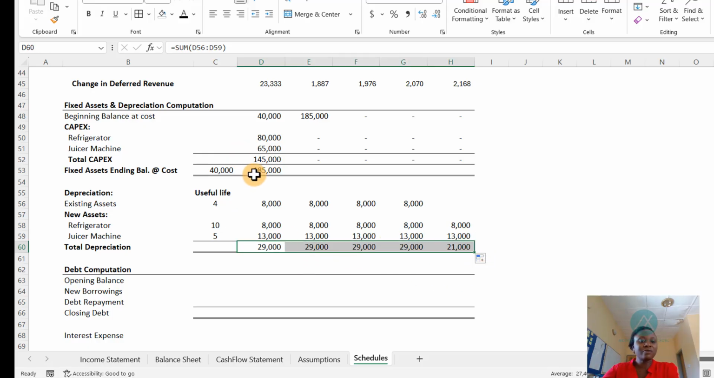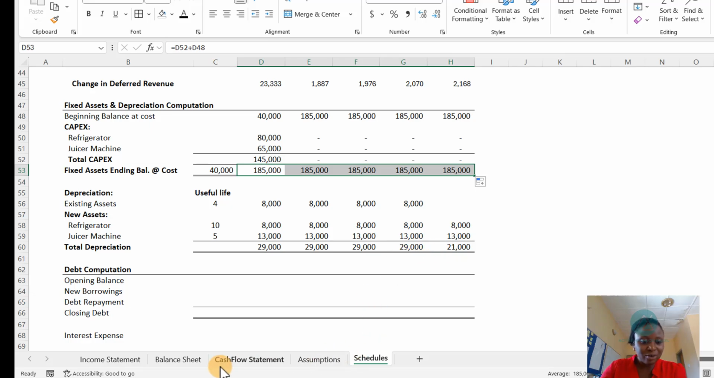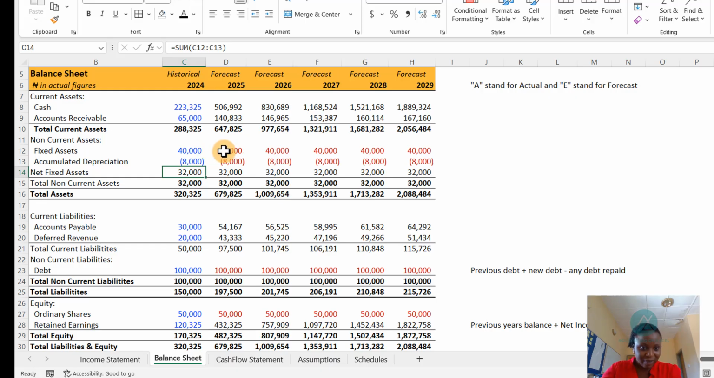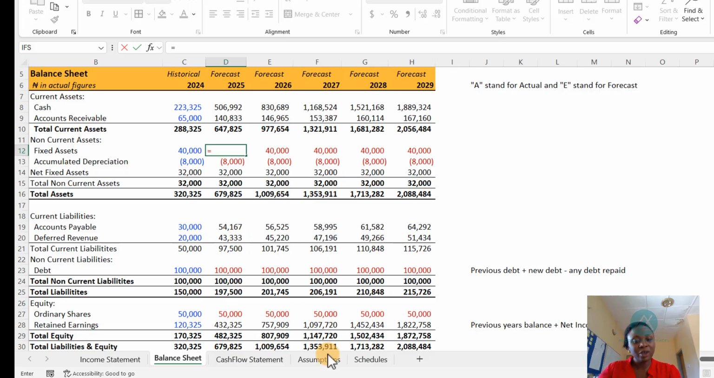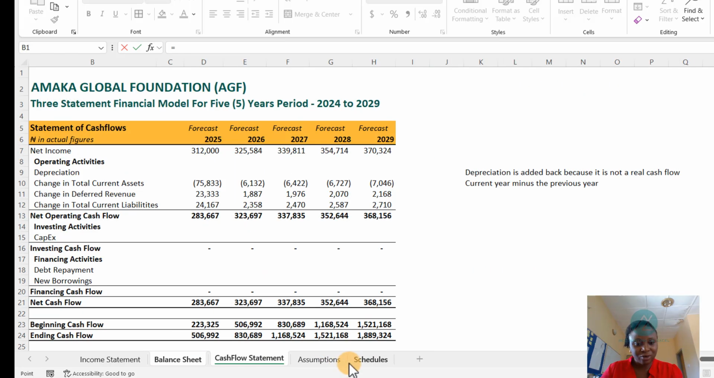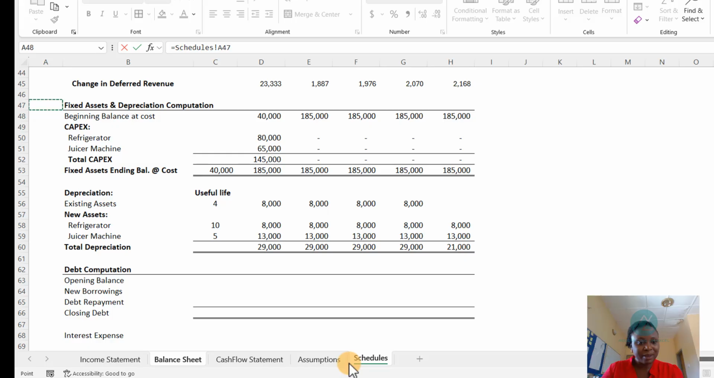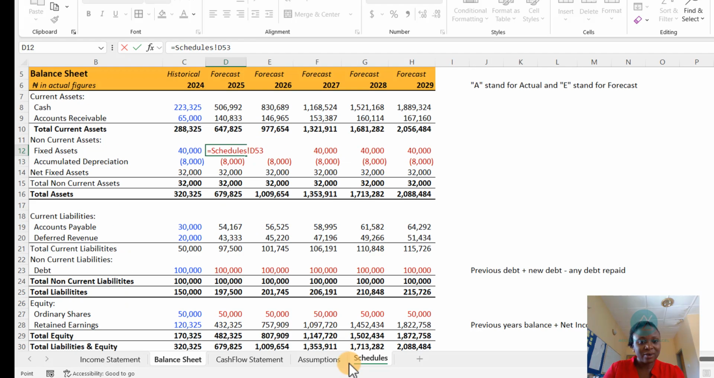So this is the total fixed assets, right? So you can fill this. Good. So this is the total assets at cost, and this is the total depreciation, right? This is the total assets at cost, and this is the total depreciation. So we'll go back and link it now to our balance sheet. So the balance sheet for the fixed assets at cost. You put your equals and go to your schedule and pick this particular assets total at cost, right?